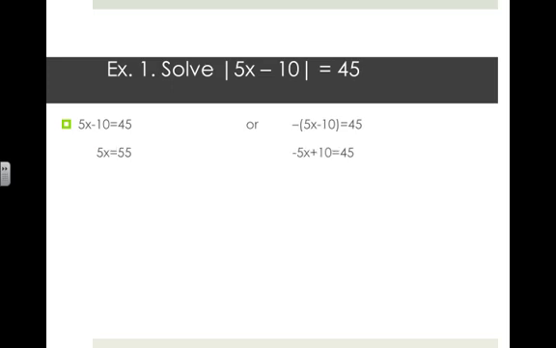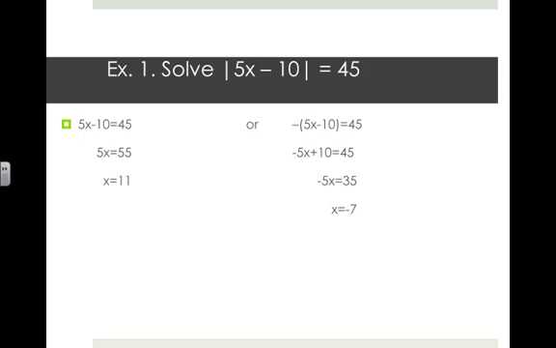Now we're going to solve. So 5x minus 10 equals 45. We add 10 to both sides to get 5x equals 55. In our second equation, we distribute the negative to get negative 5x plus 10 equals 45. On the left-hand equation, we divide by 5 to get x equals 11. On the right-hand side, we subtract 10 from both sides, so we get negative 5x equals 35. We're going to divide that one by negative 5 to get x equals negative 7.